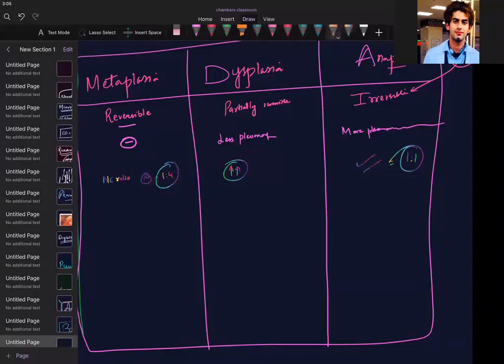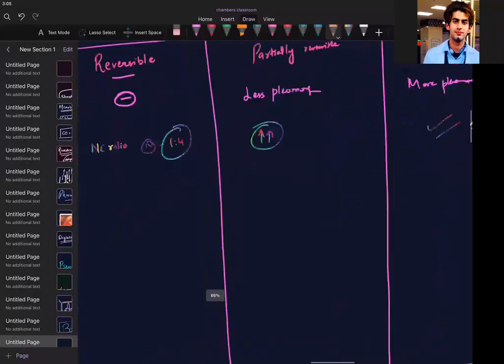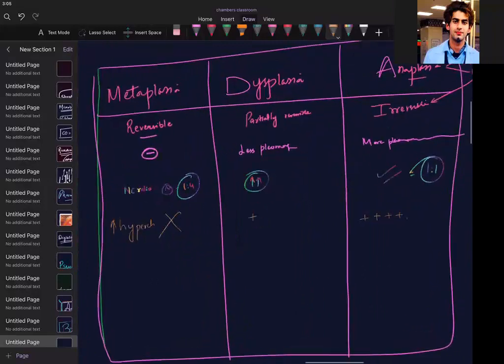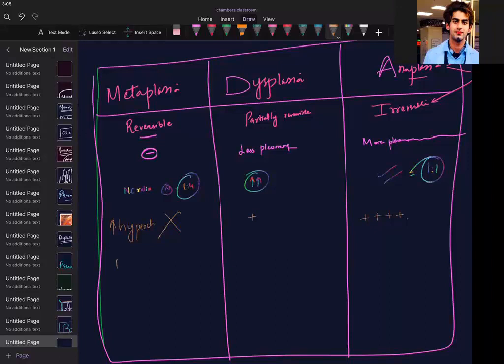Okay, so which will be having more amount of chromatin? Hyperchromasia. Hyperchromasia is not seen, sir, in metaplasia, a reversible change, where the normal nuclear cytoplasmic ratio will be present. What about mitosis?